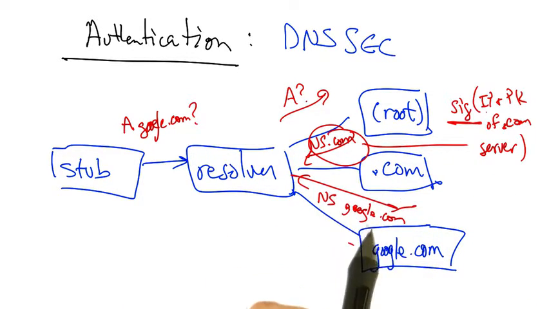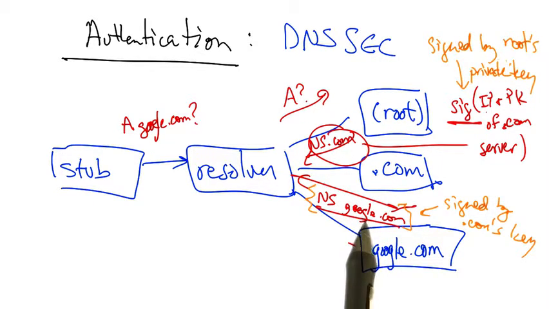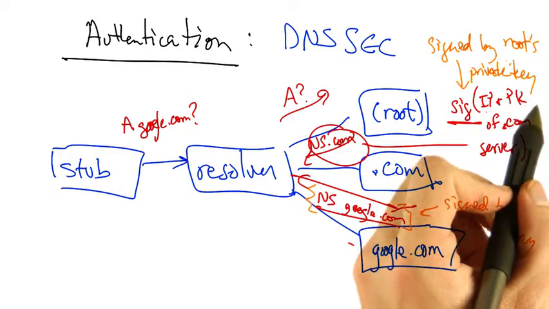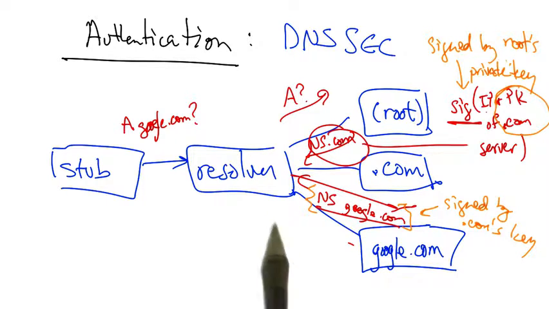Thus, when the .com server sends the next referral to google.com, that referral is signed by .com's private key. But the root has told the resolver the public key corresponding to .com, and thus the resolver can check that this referral is not bogus and in fact came from the .com server.